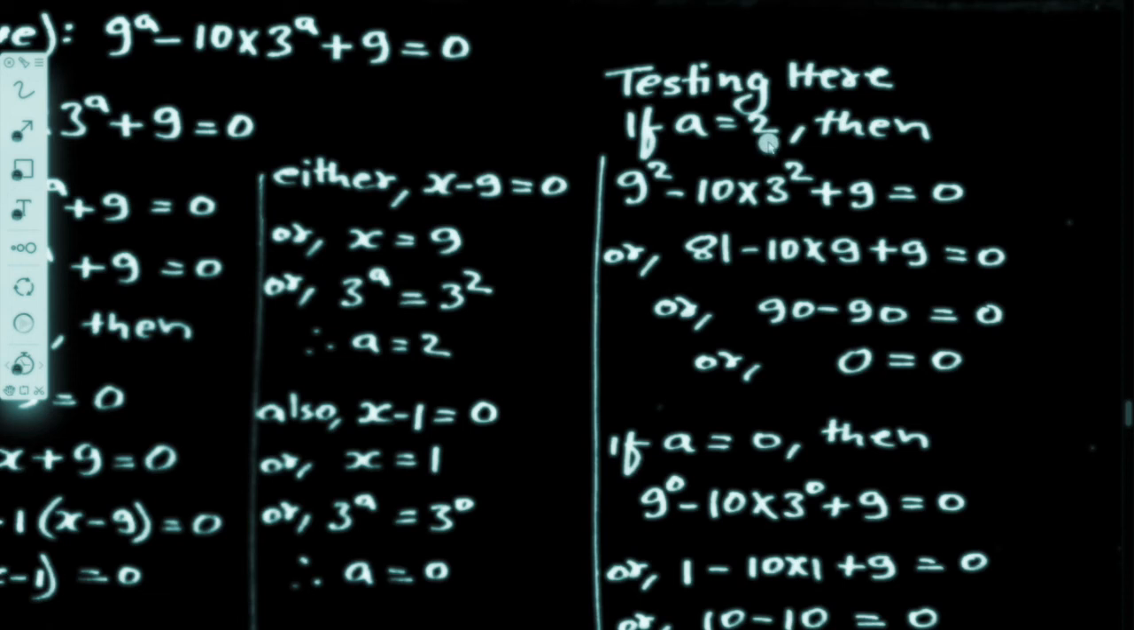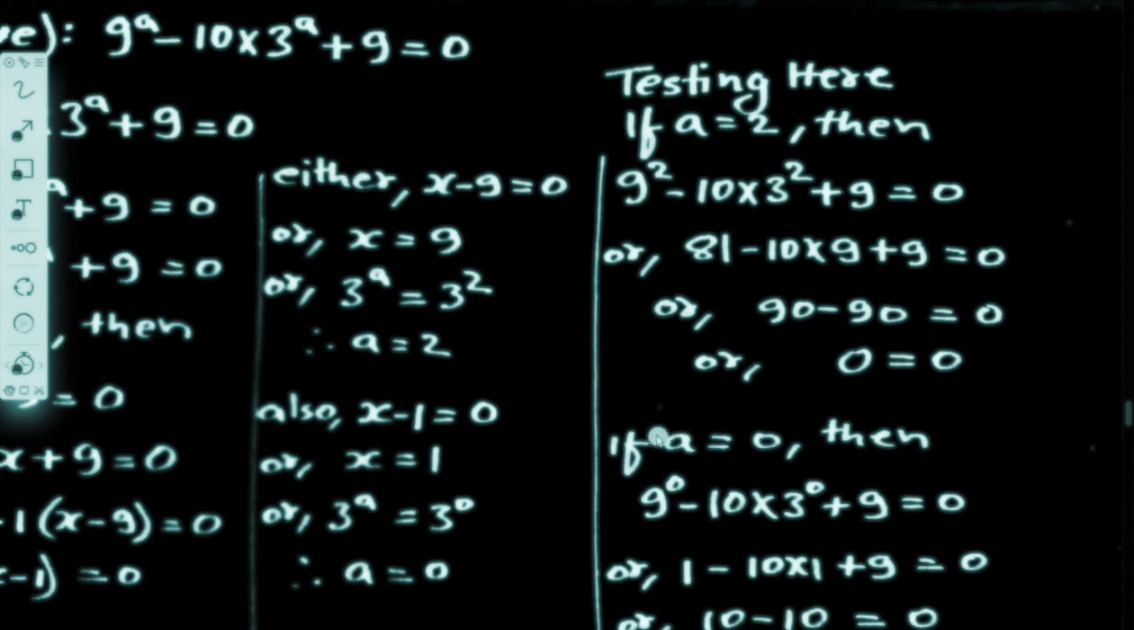If a equals 2, then 9 power a means 9 power 2, minus 10 into 3 power a means 3 power 2, plus 9 equals 0. 9 square means 81, minus 10 into 3 power 2, which means 10 into 9, plus 9 equals 0. Here 81 plus 9 is 90. 90 minus 10 into 9, and 10 into 9 is 90. 90 minus 90 is 0. 0 equals 0. It means our answer a equals 2 is right. This satisfies our equation, so this is our right answer.